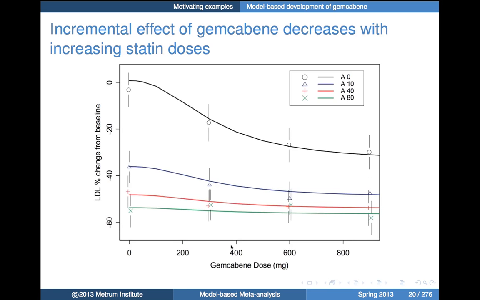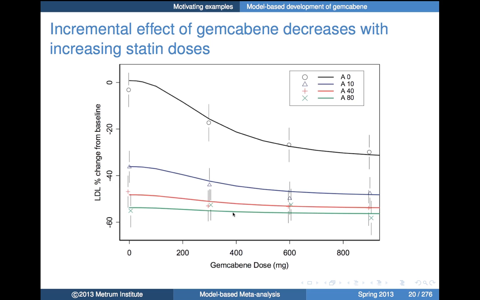Here you're looking at the incremental effect of gemcabene on LDL percent change from baseline in the presence of different statin doses, in this case atorvastatin doses. So what you're looking at on the top curve here is the dose response. The x-axis is the gemcabene dose. So this is the gemcabene dose response for gemcabene monotherapy. And then as we go down, these are what the dose response looks like as we increase the atorvastatin dose from 10, 40 to 80 milligrams per day.